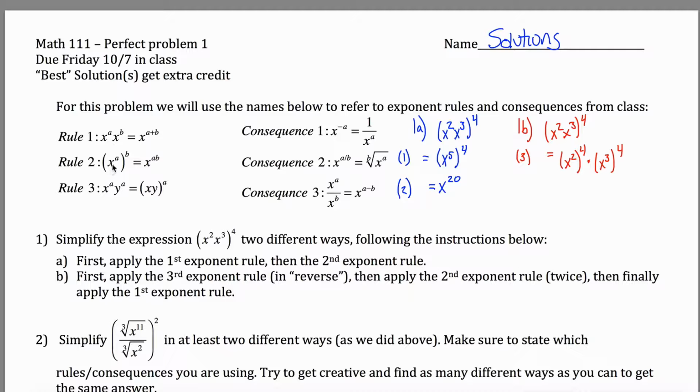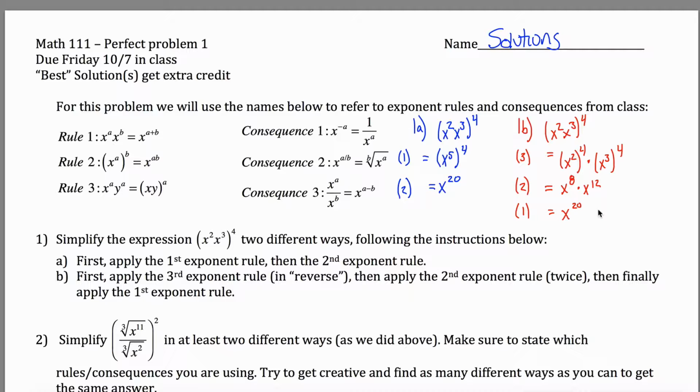The second exponent rule says when you have an exponent to an exponent, you multiply them. Oh, right, I have that here and here, twice. So what I can do is say x squared to the 4th power is just x to the 8th power, and x cubed to the 4th power is just x to the 12th power. And then finally apply the first exponent rule that says when you have the same base, you can add the exponents. 8 plus 12 is 20. Note that we got the exact same answer, but our steps were very, very different.